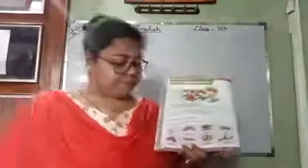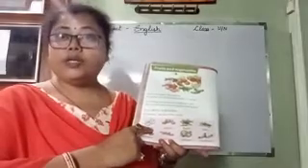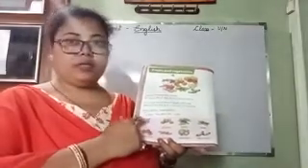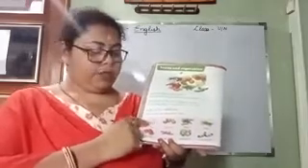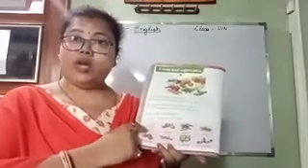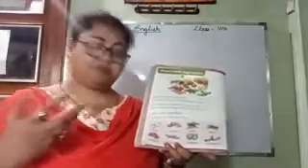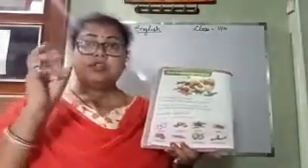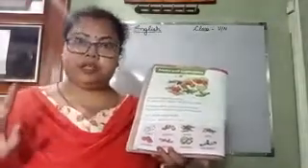Number 1: O-N-I-O-N-S, onions. How many are they? 1, 2. And what is their color? White. Onions come in both types: that pinkish one and this one, white in color. Both types of onions are there.